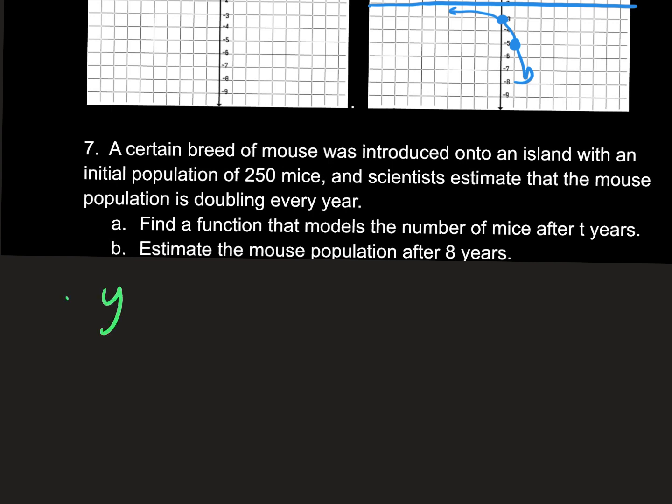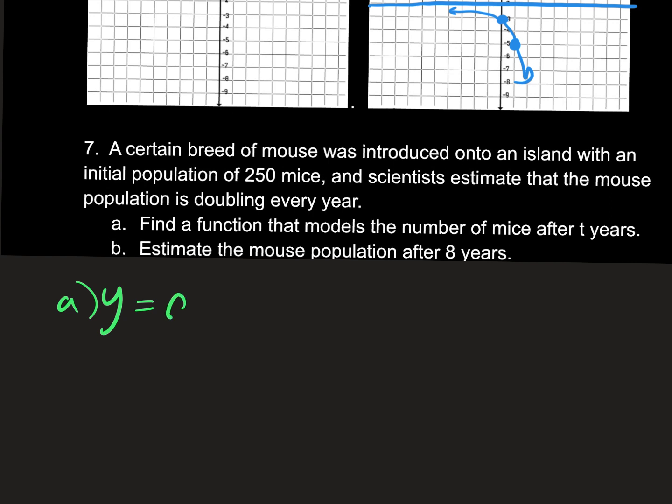So, part A, we go y equals a to the t power, where a represents the initial amount, and sorry about that, I actually just messed that up. Let me start that one over again. Welcome to live video. This is how it works sometimes.